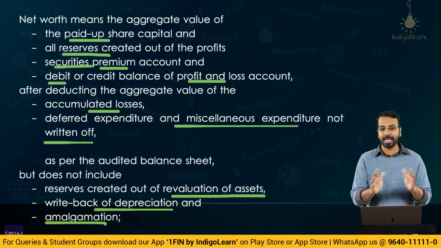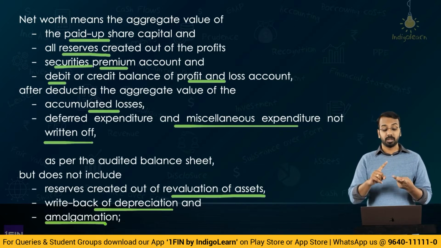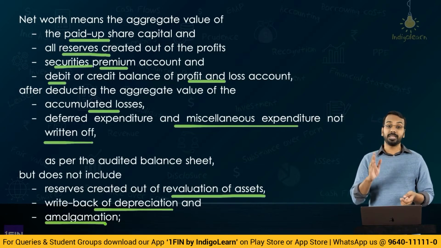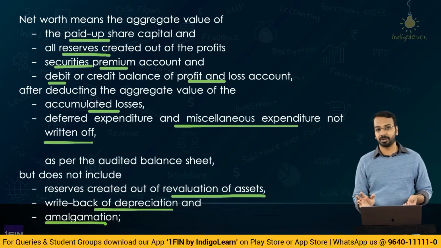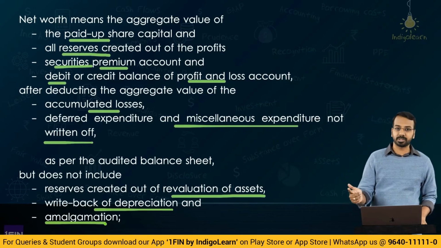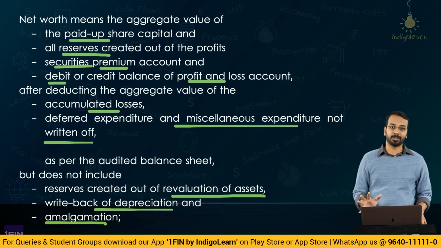So, to determine the applicability, you have to consider net worth in this manner, right? Take all paid up capital, securities premium, revenue reserves, all the capital reserves, reduce the accumulated losses, write off any miscellaneous expenditure which has not been written off. You will not consider three reserves: revaluation reserve, write back of depreciation, and reserves created out of amalgamation. That gives you the net worth.